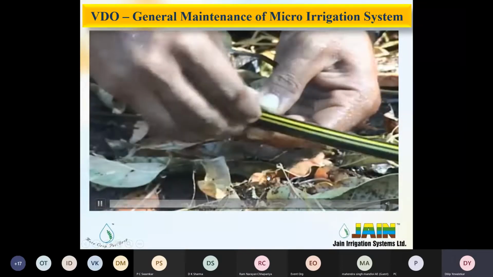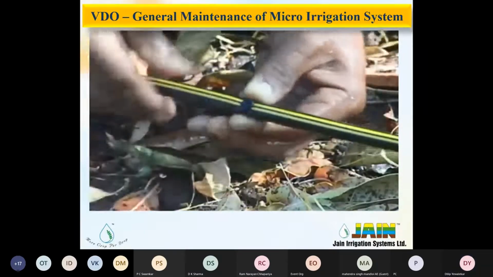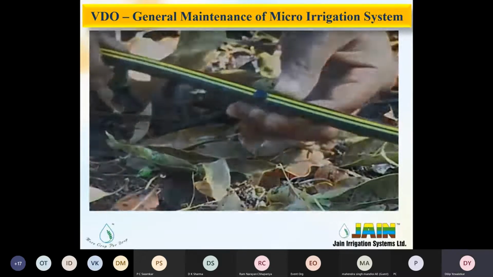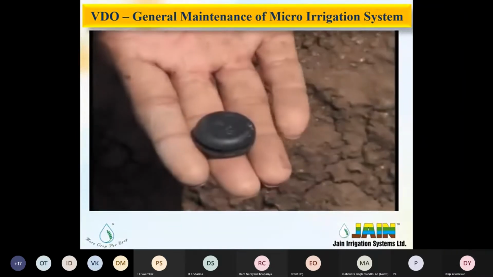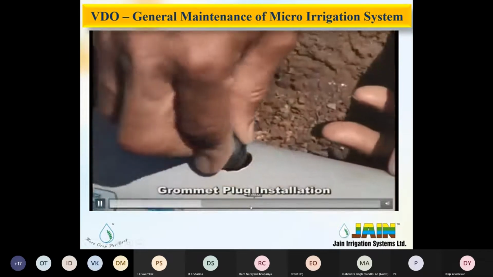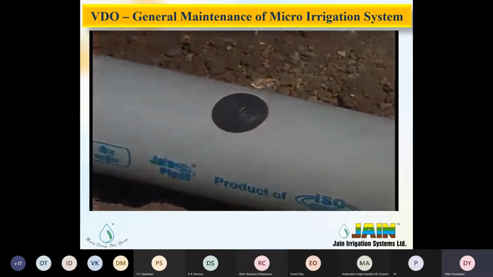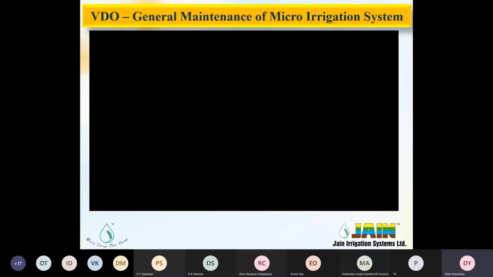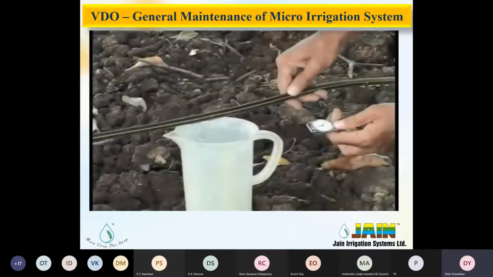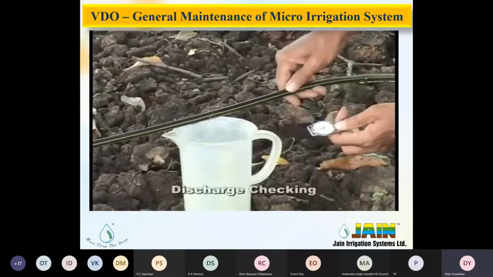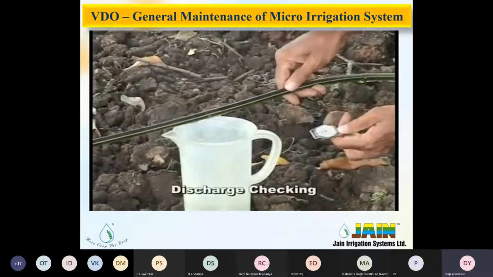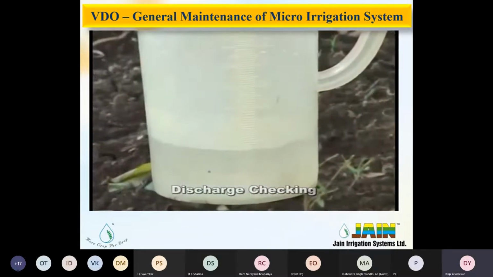By plugging the leakages. This is to take care of leakages. If by chance there is an extra hole in the pipeline, it can be closed. And here the farmer has to measure how much water the dripper is emitting in 1 hour.